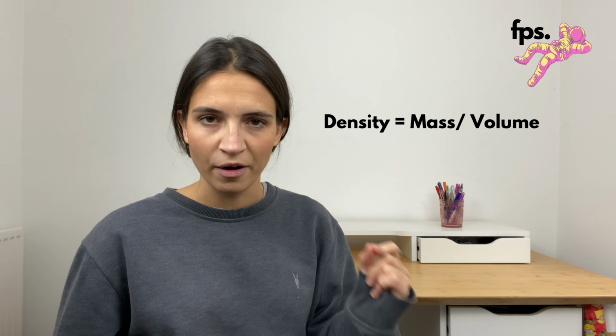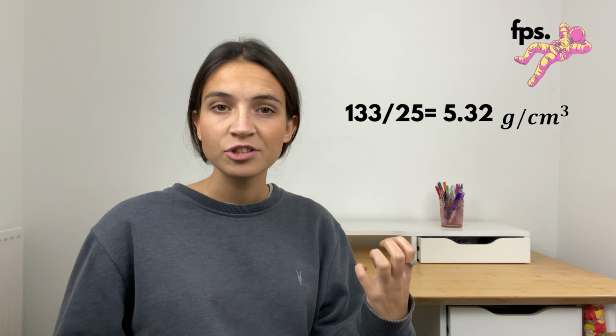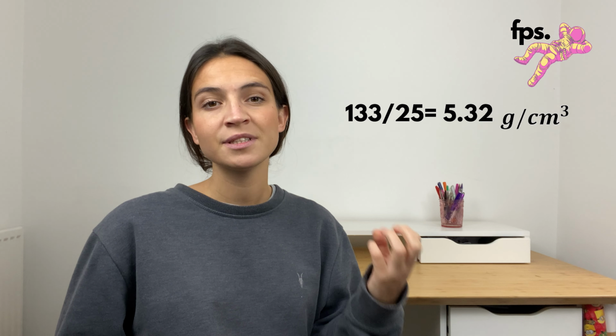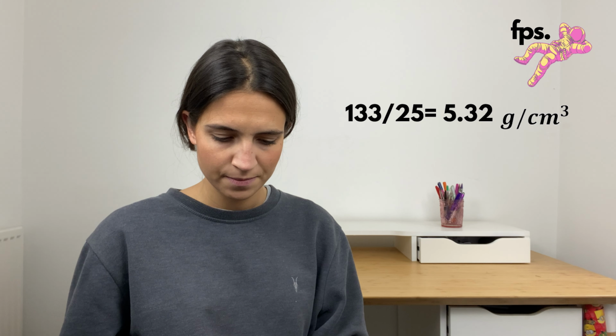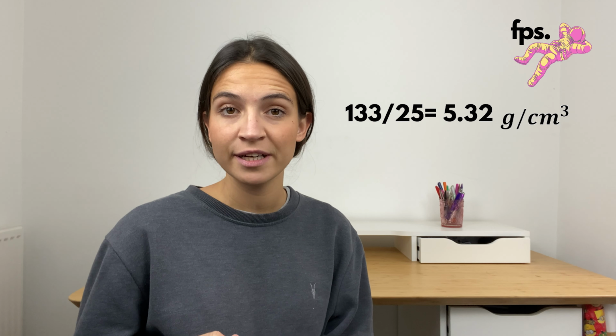Okay, time for the calculation. My density is my mass over my volume. So 133 grams divided by 25 centimetres cubed is equal to 5.32 grams per centimetre cubed.